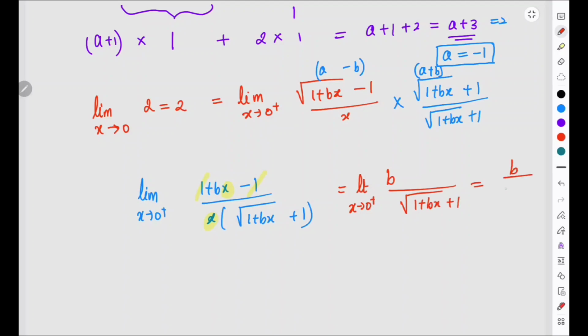So you get b divided by 1 plus 1. So 2 is equal to, which is the value at x equal to 0, is 2. 2 is equal to b by 2, which is equivalent to b is equal to 4. And we got a is equal to minus 1.